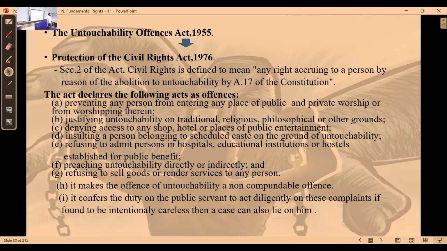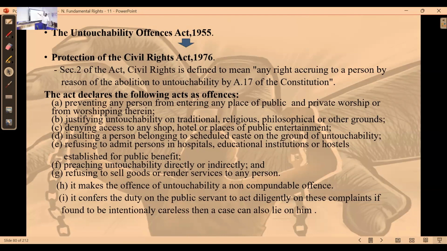In these aspects, a law can be created for the offense of untouchability. Law can be created only by Parliament. States cannot create separate laws. Every state cannot create a separate law. Punishment for untouchability only Parliament can give. Parliament created the untouchability offences law in 1955.